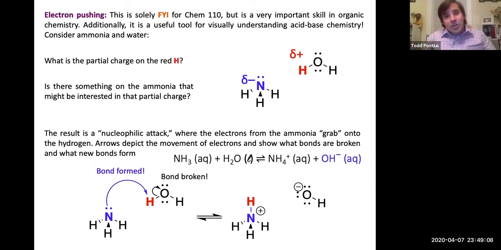Here's the actual reaction itself. So we have ammonia, NH3, reacting with water. Again, this is a weak electrolyte. So we're using that equilibrium arrow to show this is happening, but not to a major extent.